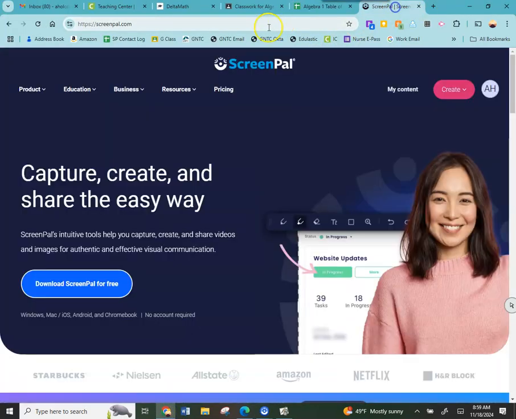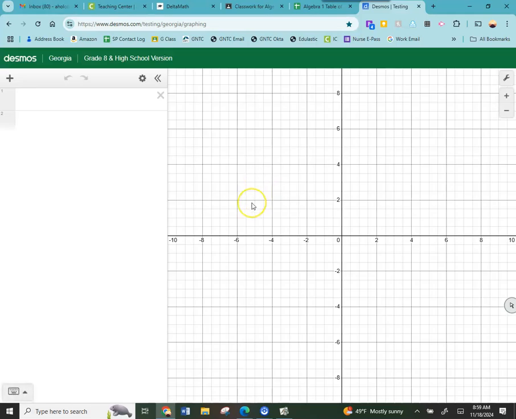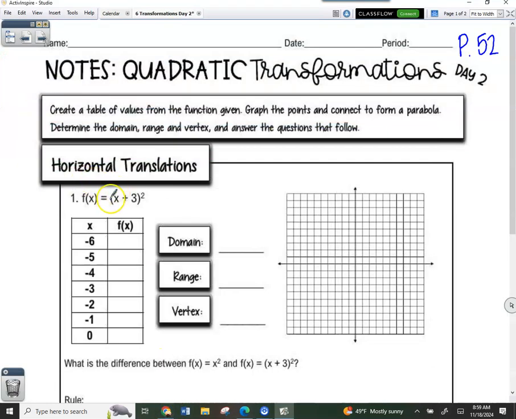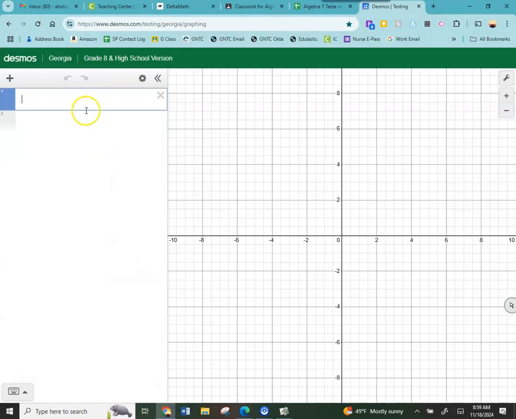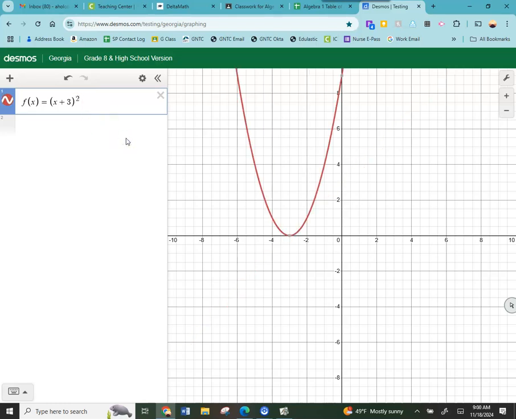We're going to go to Desmos. We're going to look at how to graph this. f of x equals (x + 3) squared. And then if you remember from the video, you've seen how to type this in Desmos.